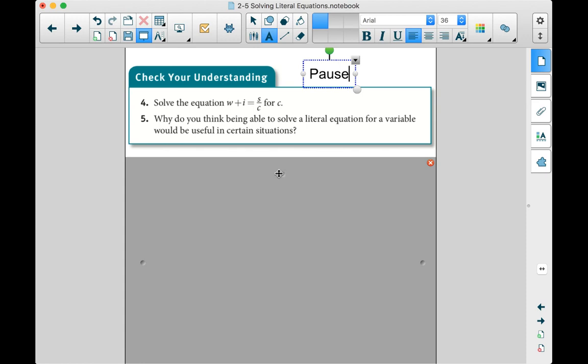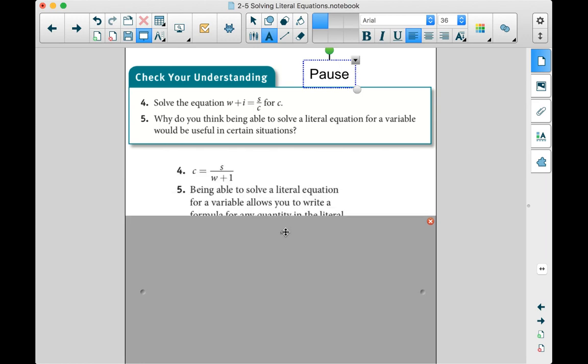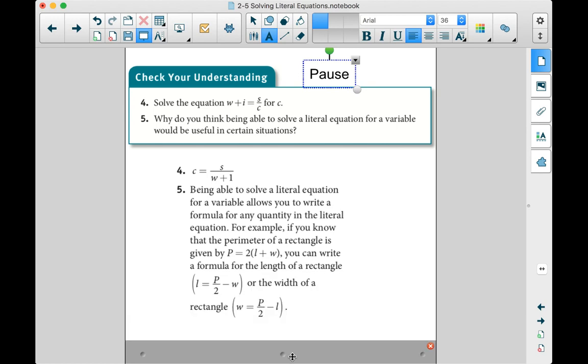Right, if you have not done the answers yet, do the answers now, because here are the answers. So for the first one, C equals S divided by W plus I. It should be W plus I, not W plus 1. I don't know why they wrote a 1 there. And then here, being able to solve a literal equation allows you to write the formula for any quantity. So if you wanted to know what the width was and you had the perimeter and the length, you could then easily figure out the width by manipulating a formula.